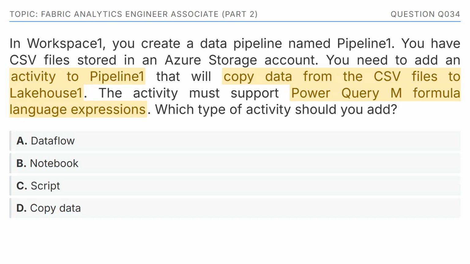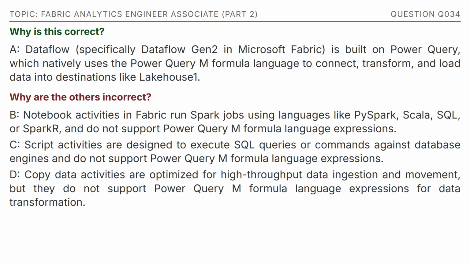To arrive at the correct answer, we focus on the keywords Power Query M formula language expressions, copy data from the CSV files to Lakehouse 1, activity to Pipeline 1. The correct answer is option A, Data Flow. Why is this correct? A. Dataflow, specifically Dataflow Gen 2 in Microsoft Fabric, is built on Power Query, which natively uses the Power Query M formula language to connect, transform, and load data into destinations like Lakehouse 1.